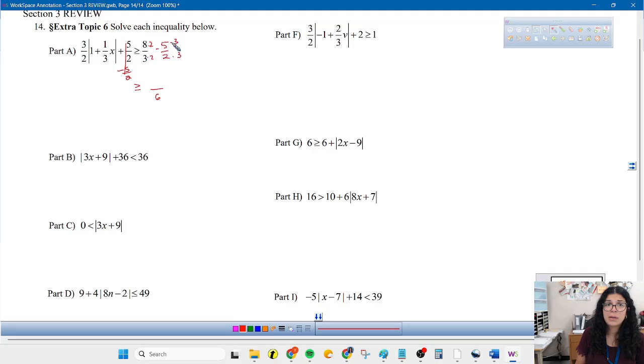So that'll be 16 minus 15, which is 1. And then on the left, we have 3 over 2 times the absolute value of 1 plus 1/3 x. And I can get rid of 3 over 2 by multiplying by 2/3. So now I have the absolute value isolated. 1 plus 1/3 x is greater than or equal to 2 over 18, which would be 1/9.